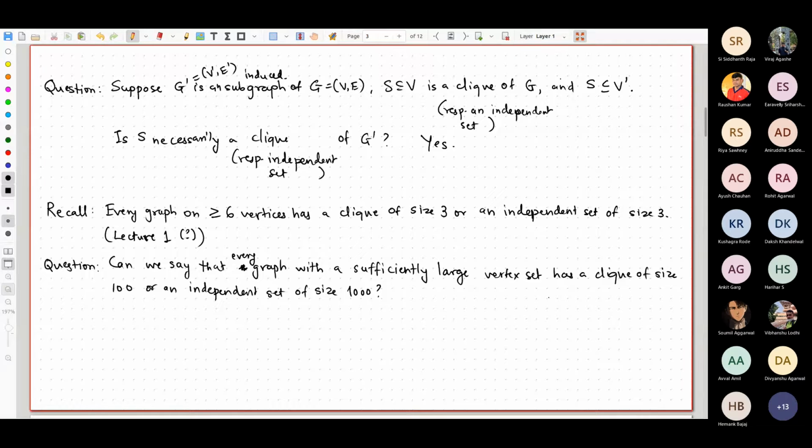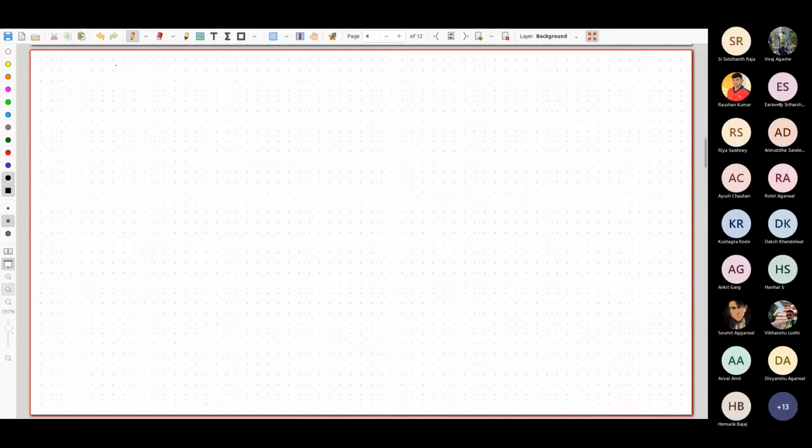Okay, so we'll try to prove this. We'll try to quickly prove it because the proof essentially uses the same ideas, but then that will motivate another problem, which is going to be the main focus of this class. Okay, so let us write down this theorem.